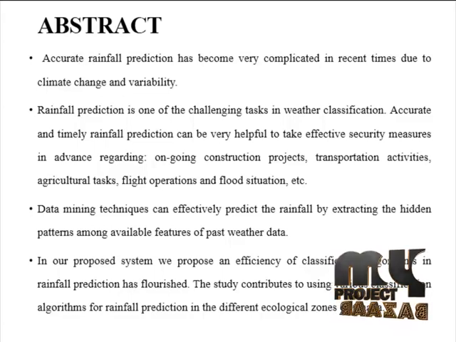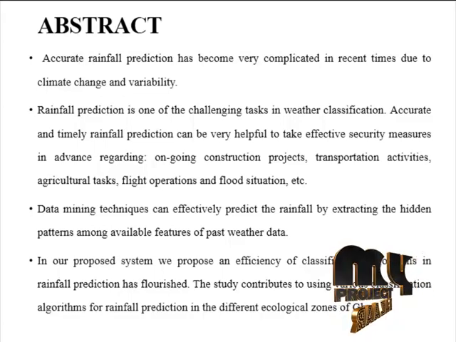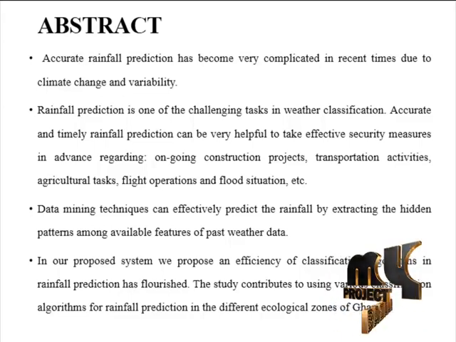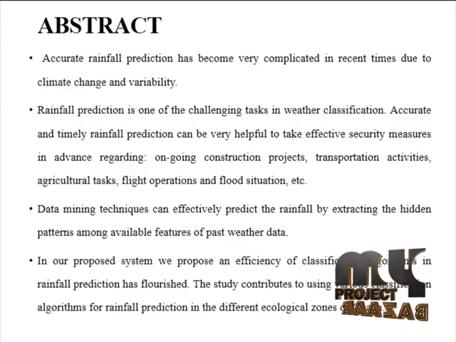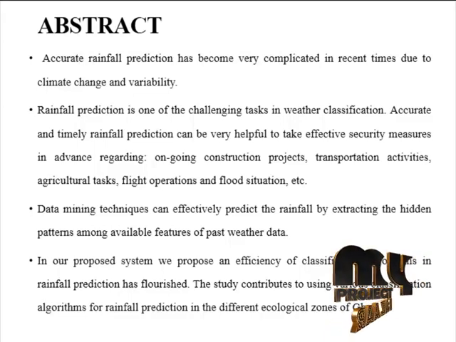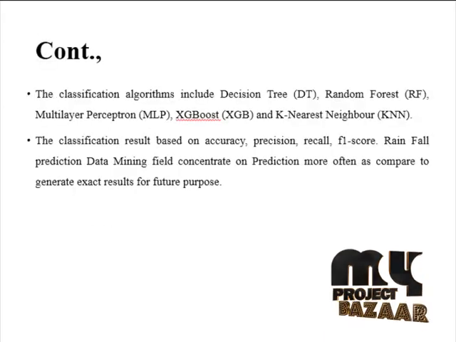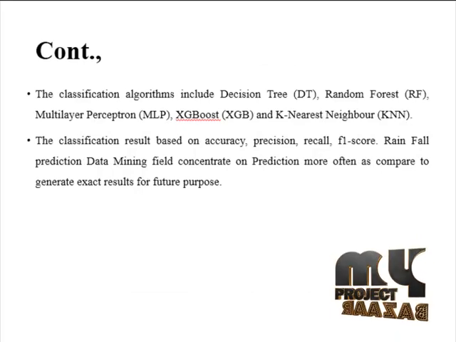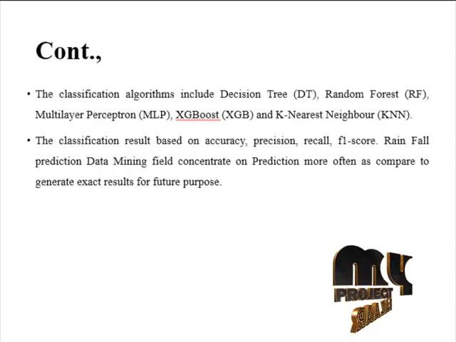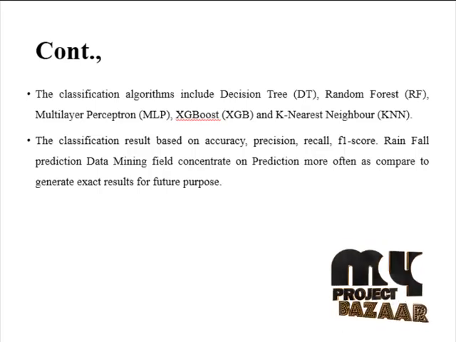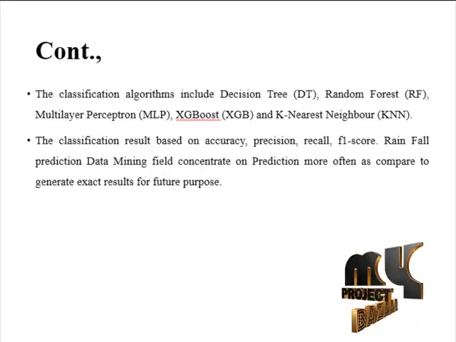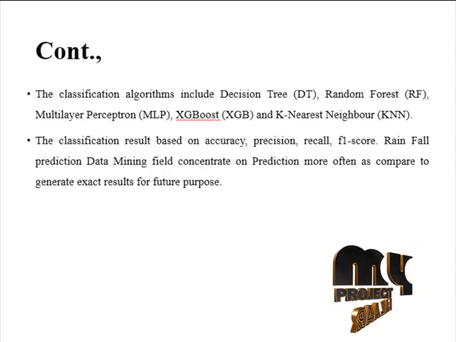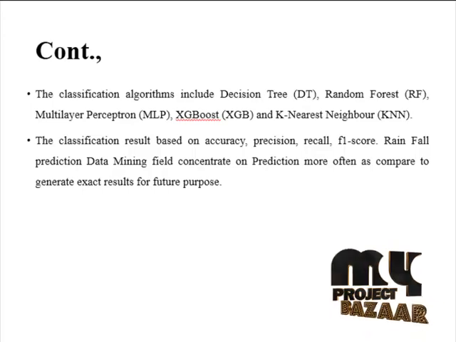In our proposed system, we evaluate the efficiency of classification algorithms in rainfall prediction. This study contributes by using various classification algorithms for rainfall prediction in the different ecological zones of Ghana. The classification algorithms include decision tree, random forest, multi-layer perceptron, XGBoost, and k-nearest neighbor. The classification results are based on accuracy, precision, recall, and F1 score. Rainfall prediction in the data mining field concentrates on prediction more often than on generating exact results for future purposes.